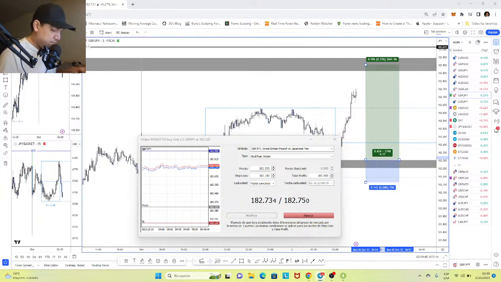182.32, stop loss. Hold on, GBP Japanese yen.